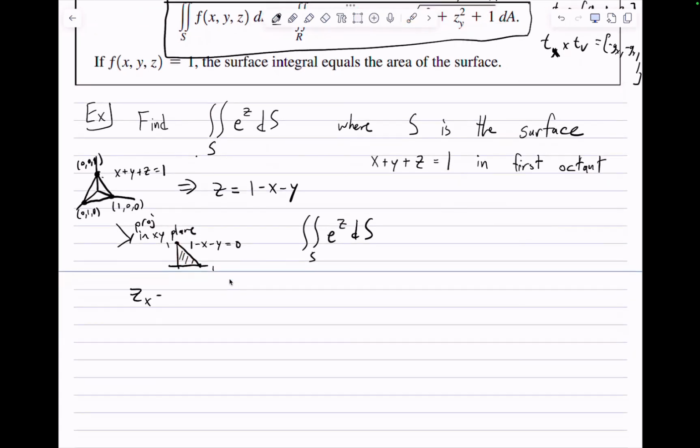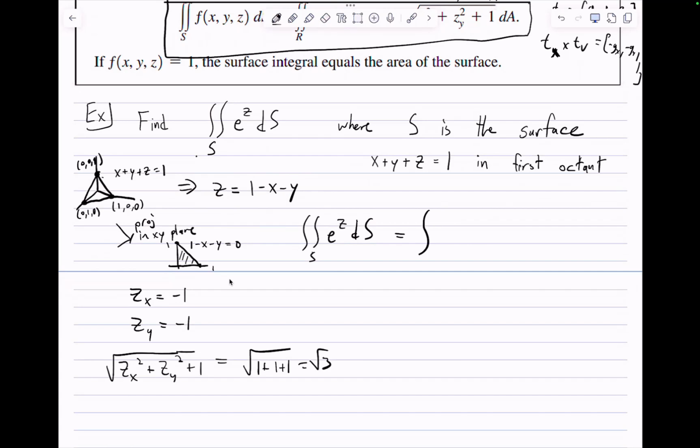So I need z_x. z_x will just be, if I take the derivative of this thing with respect to x, I just get negative 1. z_y is also negative 1. So therefore, this square root of z_x squared plus z_y squared plus 1 just equals the square root of 1 plus 1 plus 1, which is root 3. So this is going to equal root 3. Maybe I shouldn't, I'll pull it out later.